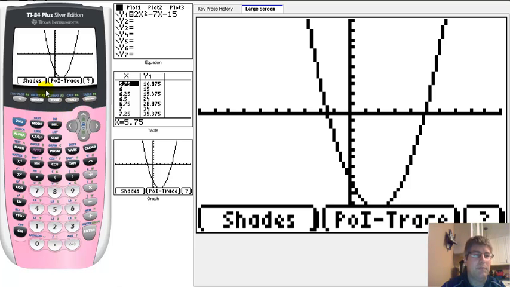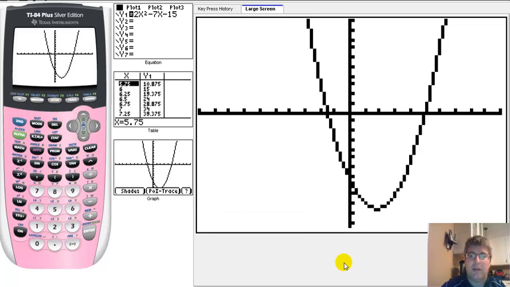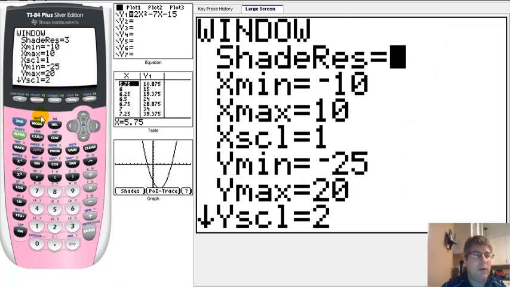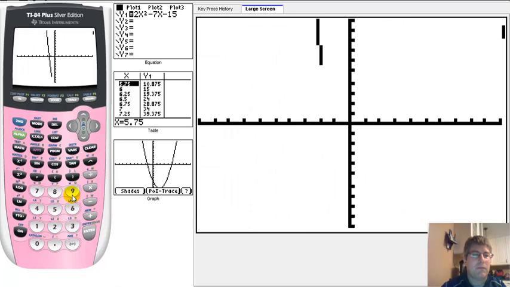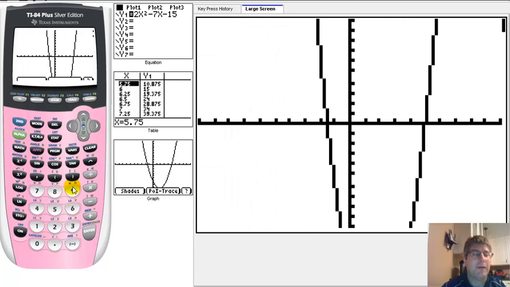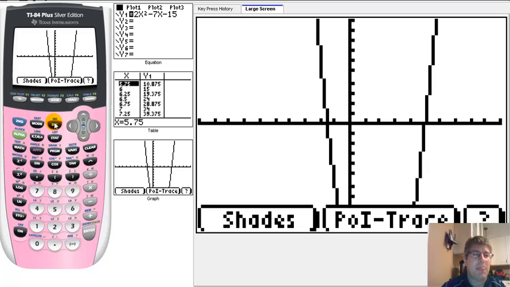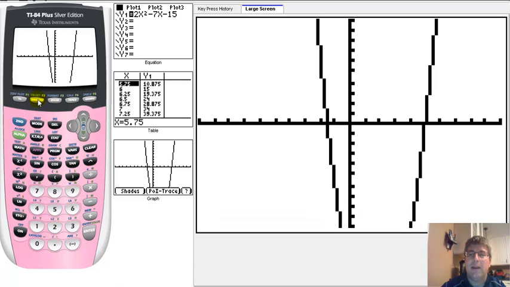I'm going to hit the delete button to eliminate this information at the bottom of the screen. I had the window preset. You probably had a window that was the standard window. So I'm going to go back to Zoom Standard, and we'll graph our function. You probably get something like this on your calculator. And I'll go ahead and reset the window.